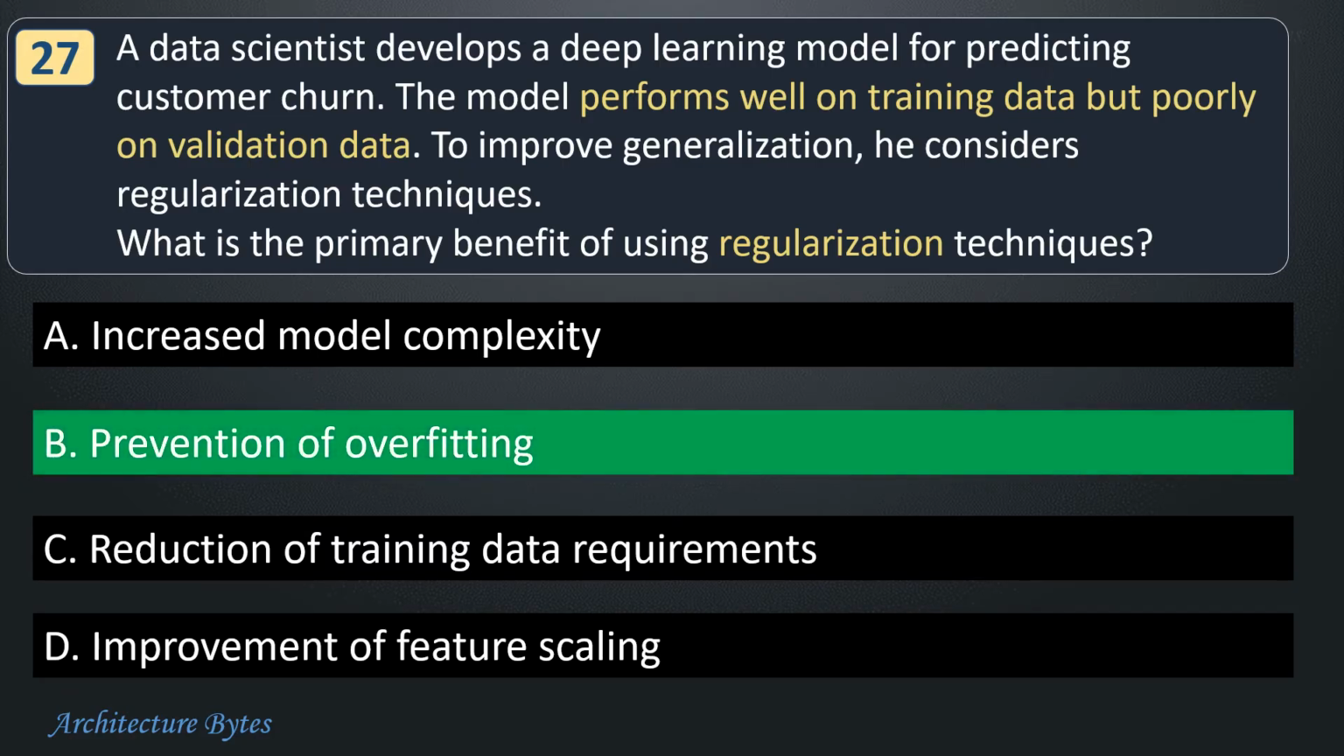Option B, prevention of overfitting, is the right answer here. Regularization techniques such as L1 or L2 regularization or dropout help the model generalize better to unseen data by adding constraints that reduce the model's complexity, thereby preventing overfitting. Other options are not correct.